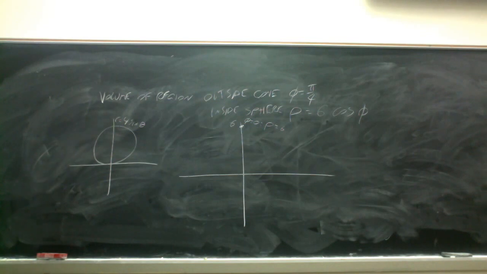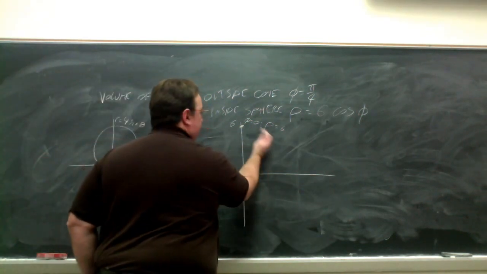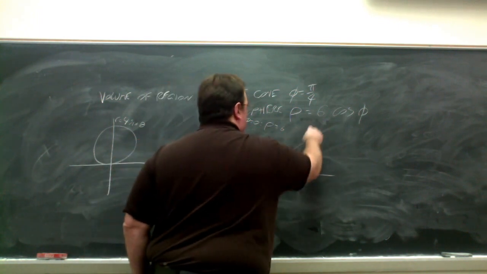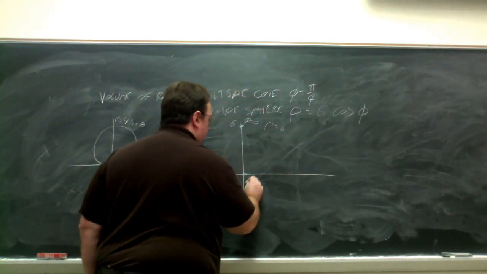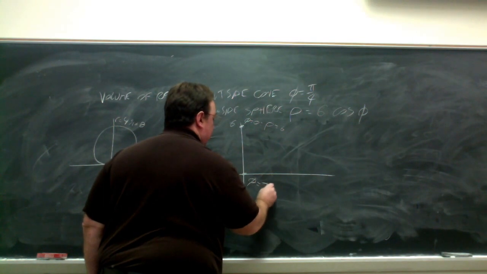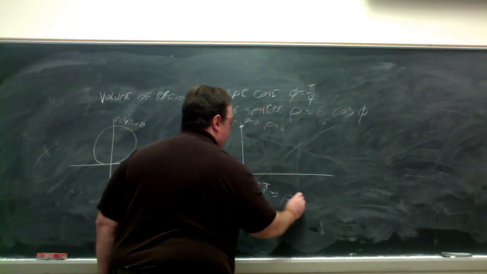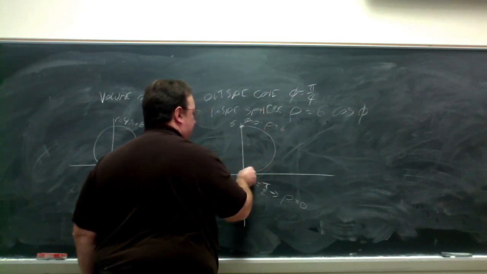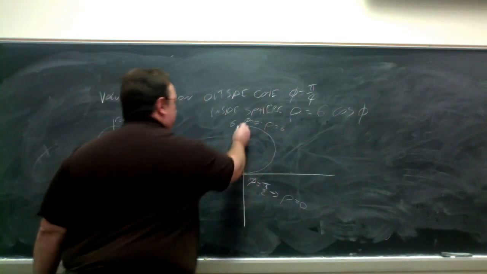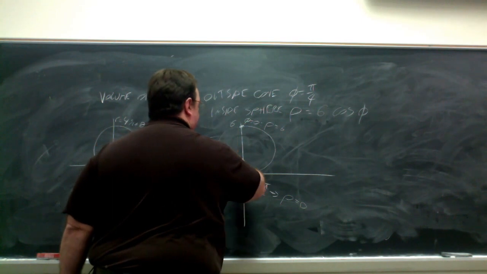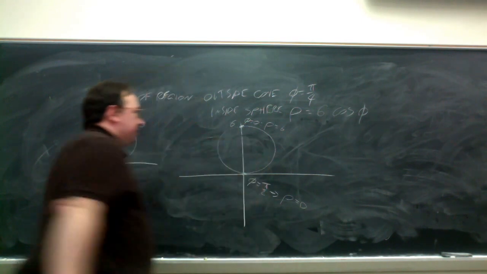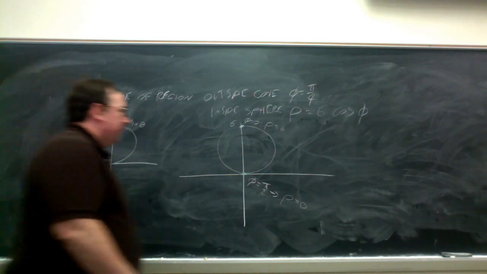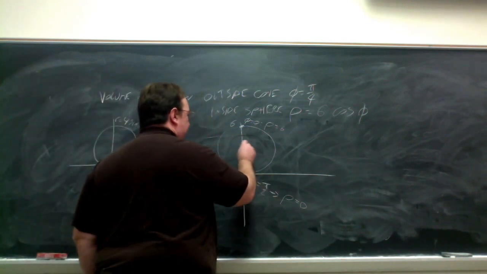But then, as phi sweeps around, down towards pi over 2, when phi is equal to pi over 2, that means that rho is 0. So you end up having this kind of situation. It's a sphere that is sitting on top of the xy plane, or z equals 0. So it's actually a sphere of radius 3.